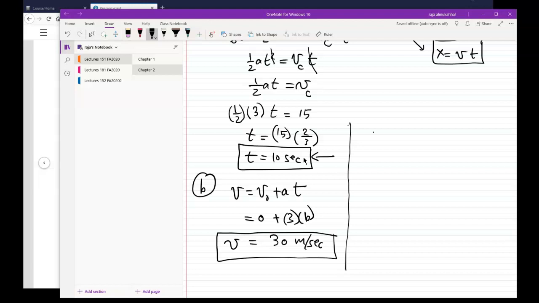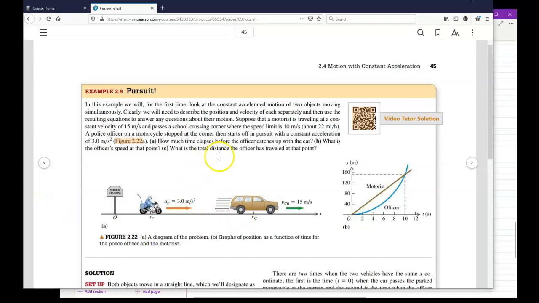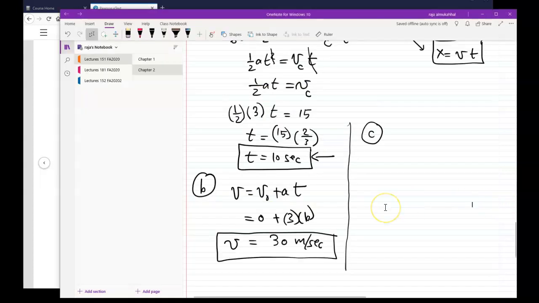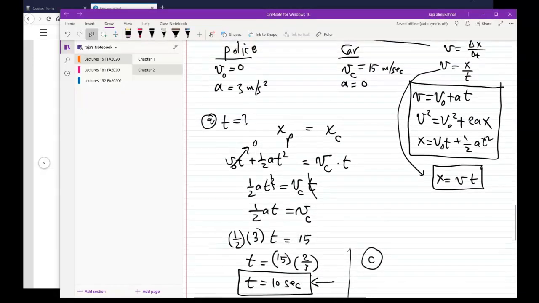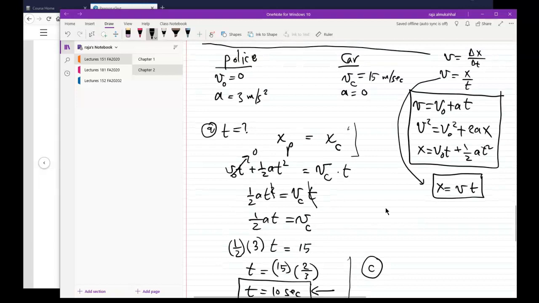And part C, what's the total distance the officer had traveled at that time? Basically, he wants x sub p. We didn't calculate it. Remember, we used it in this relationship to solve for t, for time, but we didn't really calculate it.